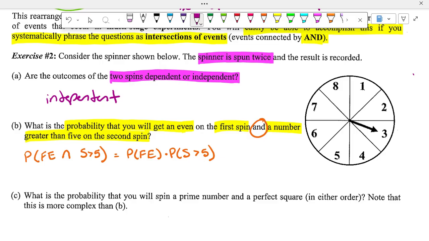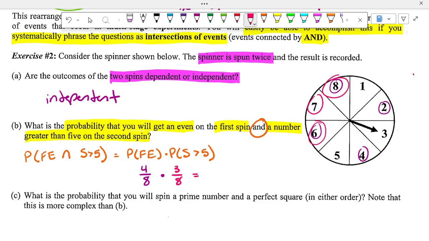So what is the probability that I will spin an even number? How many even numbers do I have on the spinner? I have 4: 2, 4, 6, and 8. So what's the probability that I will spin an even number? 4 out of 8. Times, what's the probability that I'll spin a number greater than 5? How many numbers on here are greater than 5? 3: 6, 7, and 8. So I have 3 out of 8.